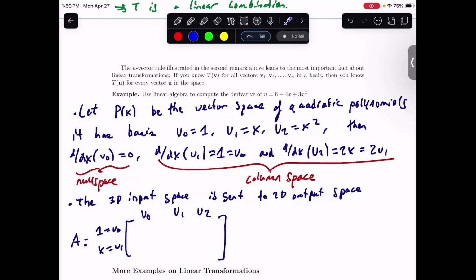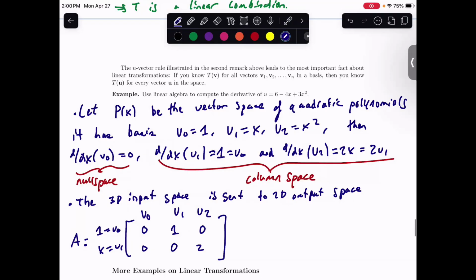So if I take the derivative of V naught, this is equal to 0, which is equal to 0 times V naught plus 0 times V1. So you get 0, 0. With respect to V1, if we take the derivative of V1, it ends up being equal to 1 times V naught. So we'll have a 1 here. And then we don't have any V1 term after applying the transformation, so it's going to be 0. And then if I take the derivative of V2, we get 2 times V1, plus 0 times V naught, so it's going to be 0, 2.